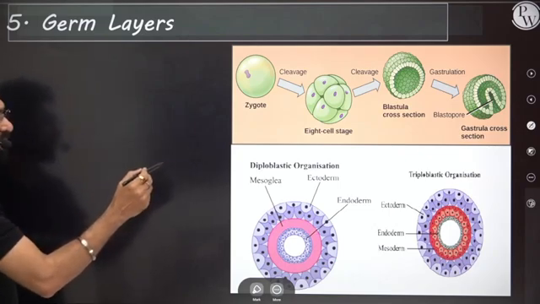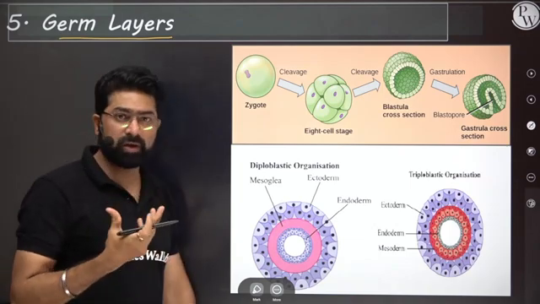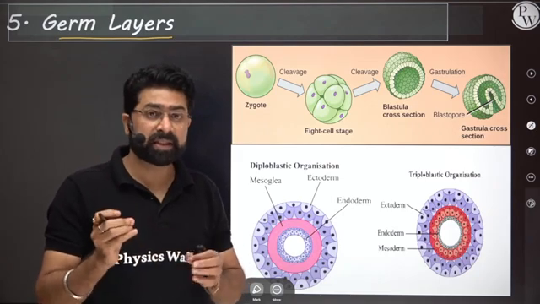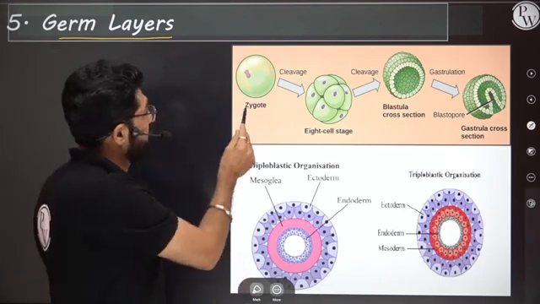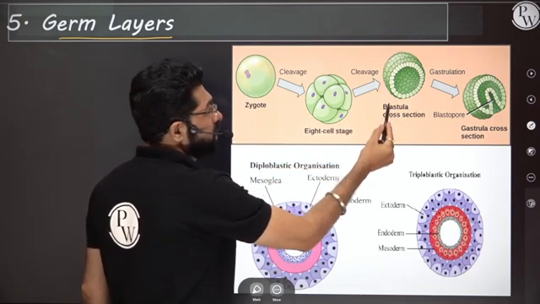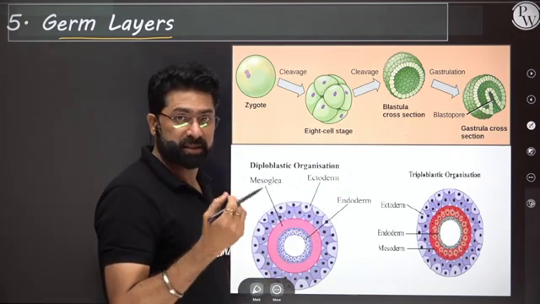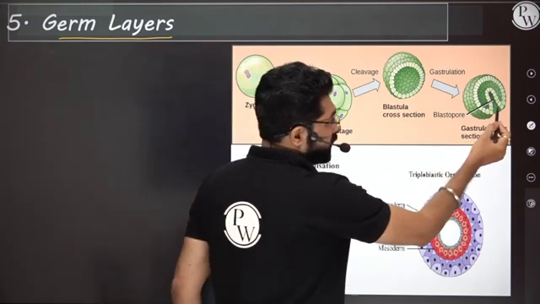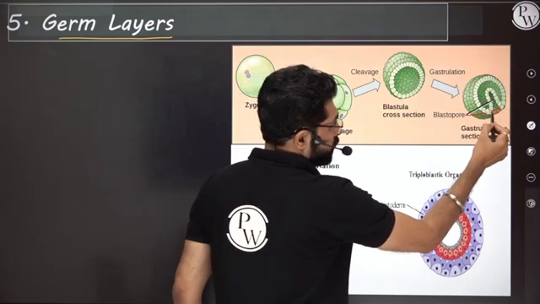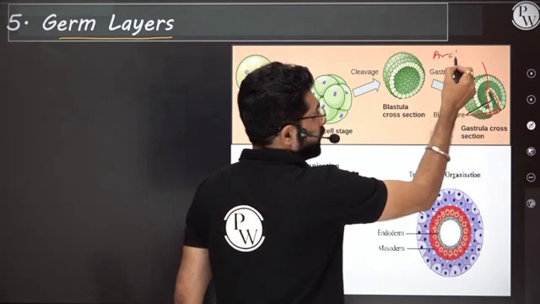Next, a very important classification is the germ layers. Where are you going to find these germ layers? These germ layers will be present in the embryonic stages. Like here you see, the zygote is undergoing cleavage, forming the 8-cell stage, then comes the blastula stage, and ultimately the gastrula. Just now I told you the gastrula has an opening here. This structure is called the blastopore.